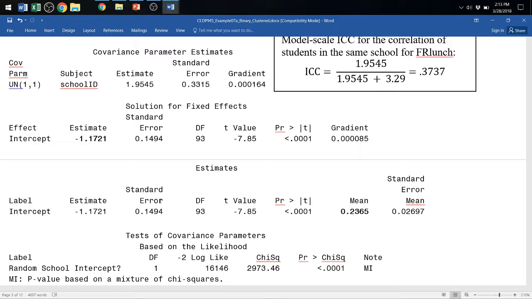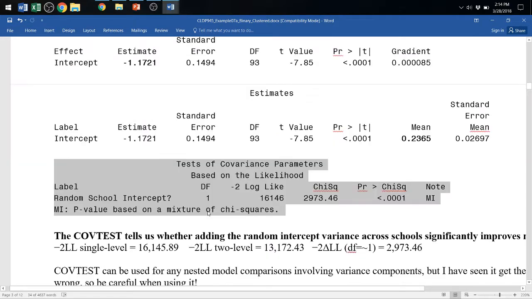Now it's telling me 0.275, which does not have a random intercept in it, the one we just estimated, and it's testing the difference against the current model. It's telling me how many degrees of freedom it's using, so it's doing your answers for you. And then it's doing the likelihood ratio test. Note MI. You're like, what does that mean? P-value based on a mixture of chi-squares.